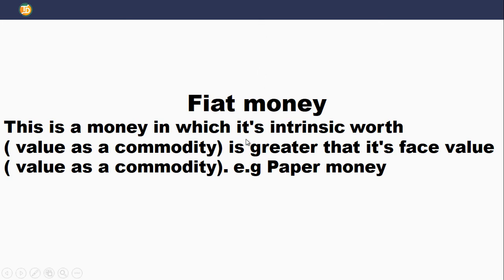Fiat money is the money in which the intrinsic worth, the value of the money as a commodity, is greater than its face value. The face value of money is the value as money. So if the value of money as a commodity is greater than its value as money, it is said to be a fiat money. An example of fiat money is paper money.